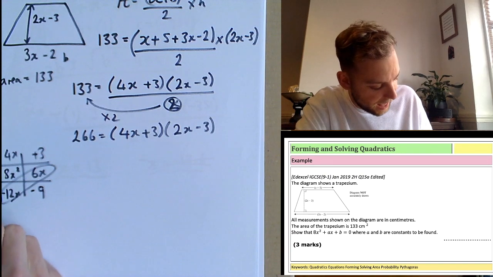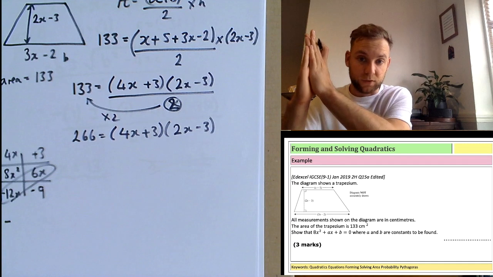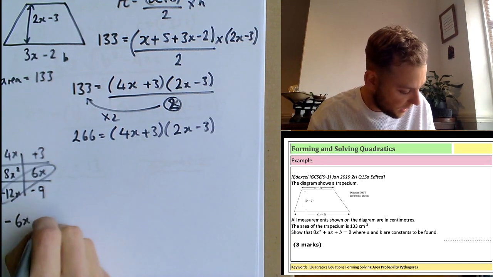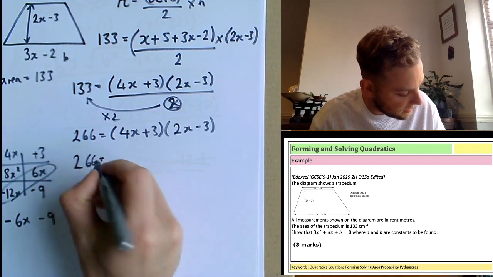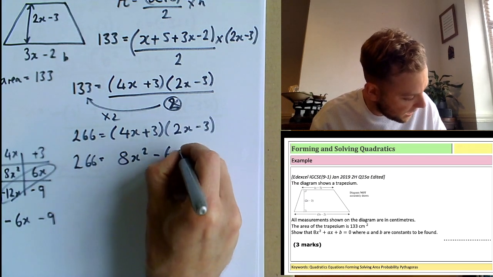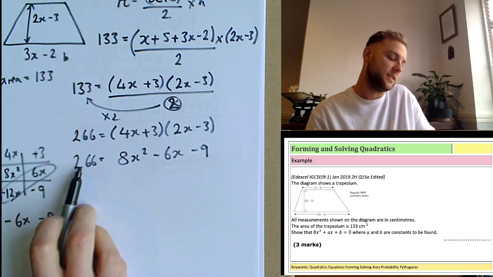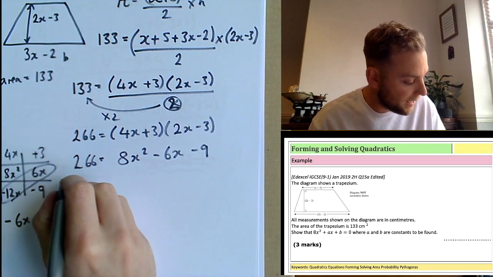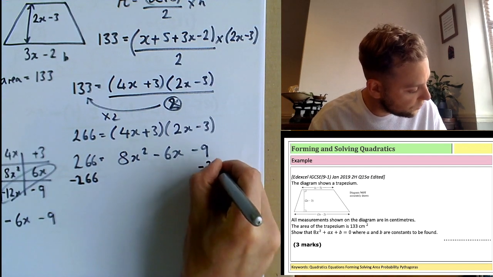So it's going to be 8x squared minus 6 plus 6 is minus 12, sorry. Plus 6 is minus 6x minus 9. So all of this, so 266 is equal to 8x squared minus 6x minus 9. Now we haven't quite finished just yet. Next thing we need to do is subtract all of this. Okay, so I need to make it equal to 0 by minusing the 266.